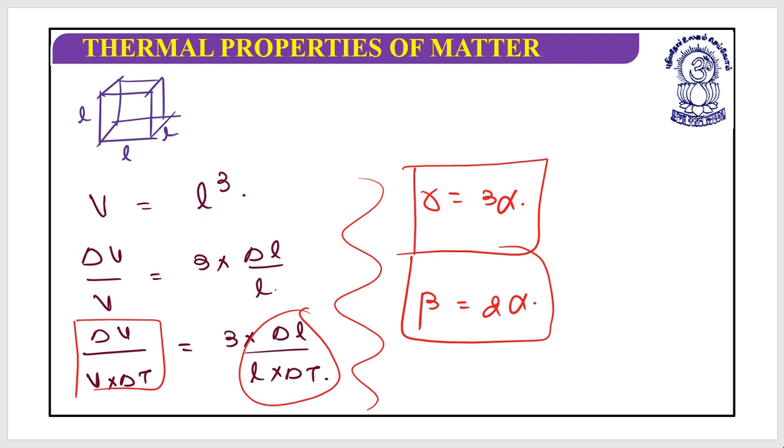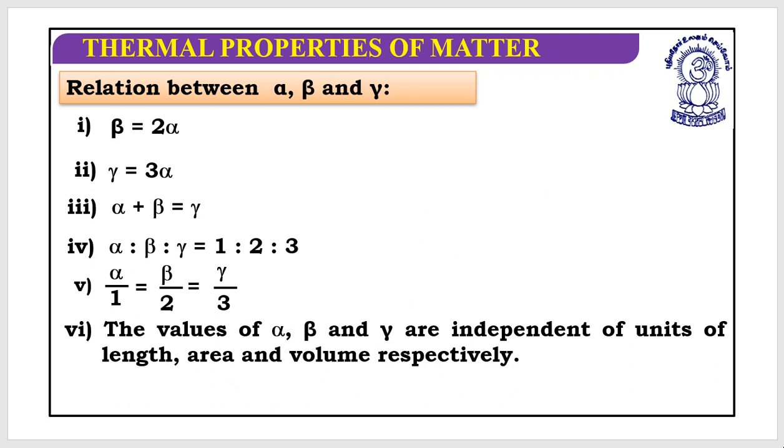So let's summarize the relations between alpha, beta and gamma. Beta equals 2 alpha, gamma equals 3 alpha. We can also write alpha plus beta equals gamma, because this is one dimension, this is two dimensional, and this is three dimensions. Or I should say alpha is to beta is to gamma equals 1 is to 2 is to 3. The same thing can be represented as alpha by 1 equals beta by 2 equals gamma by 3.